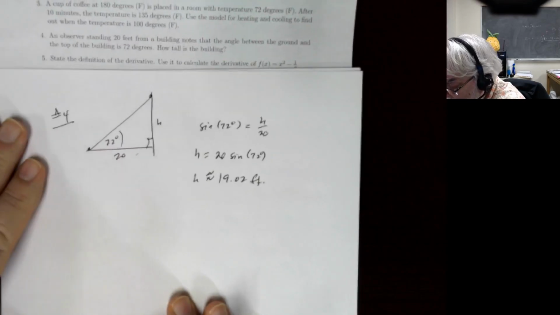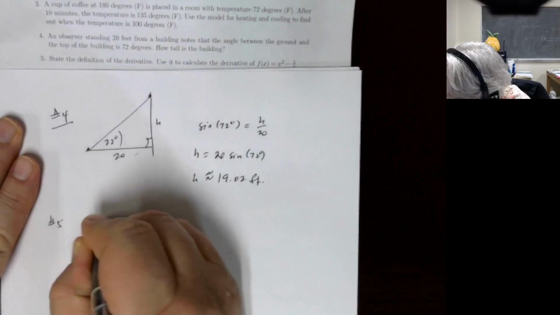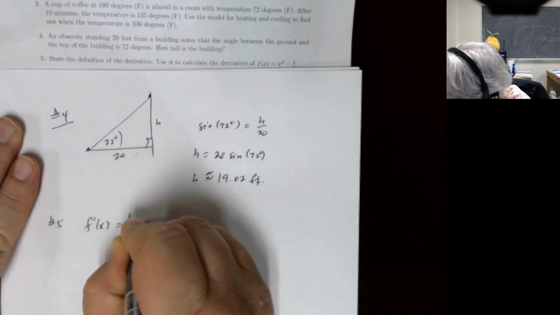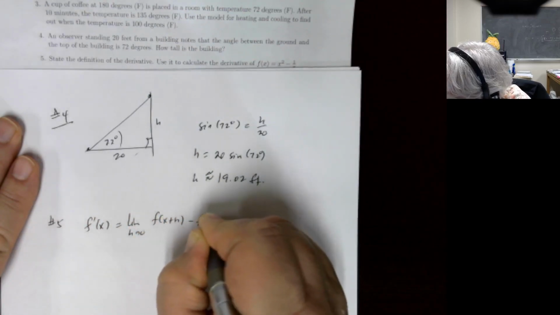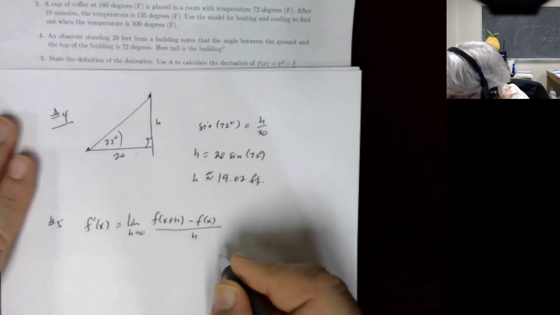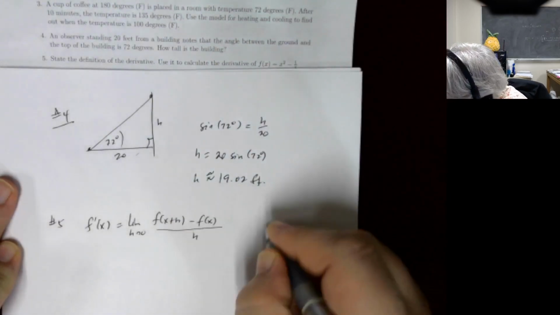State the definition of the derivative. F prime of x equals the limit as h goes to 0 of f of x plus h minus f of x divided by h. Use it to calculate the derivative of x squared minus 1 over x.